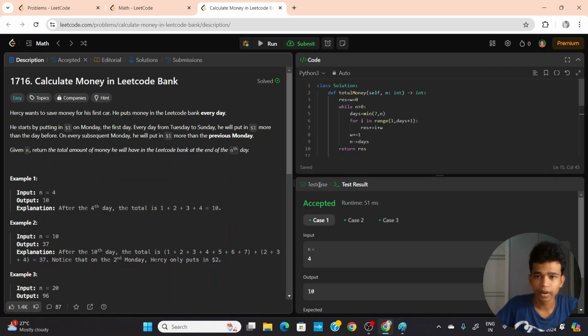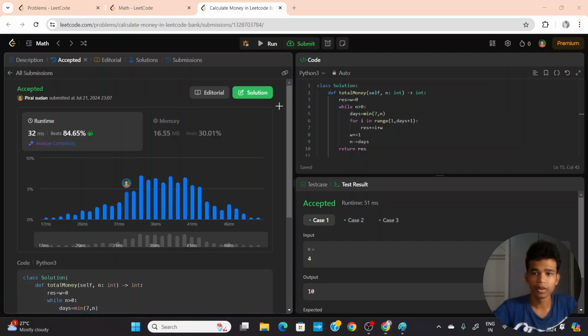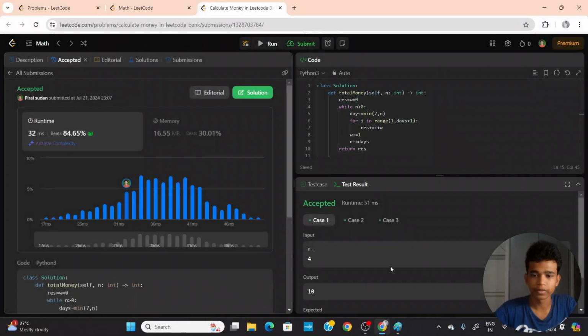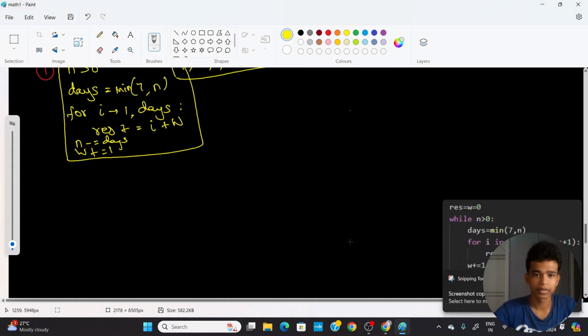Okay. Now, for i in range of 1 comma days plus 1, result plus equal to i plus week. Now, week plus equal to 1. Now, n minus equal to days, and return result. Let me submit it. Yes, it is submitted successfully. Now, let us take the same code and check whether we can optimize it.